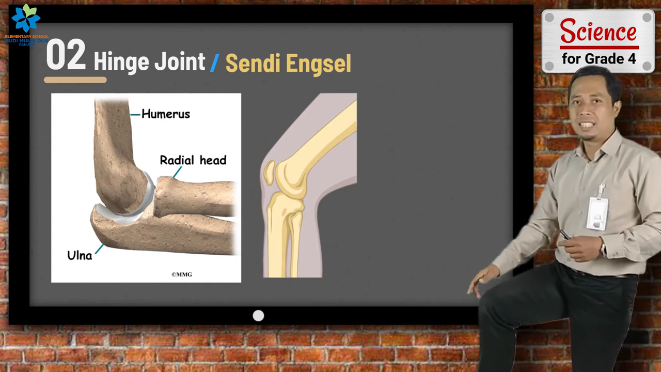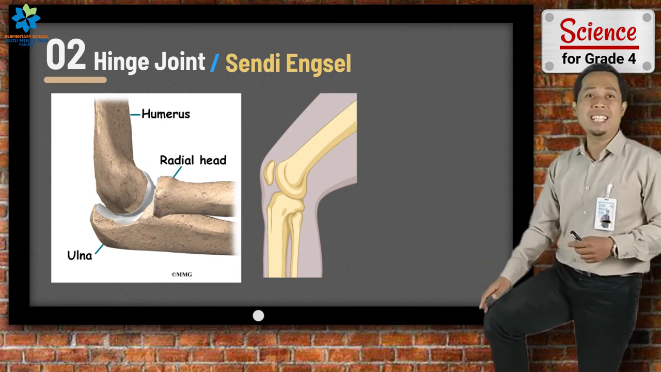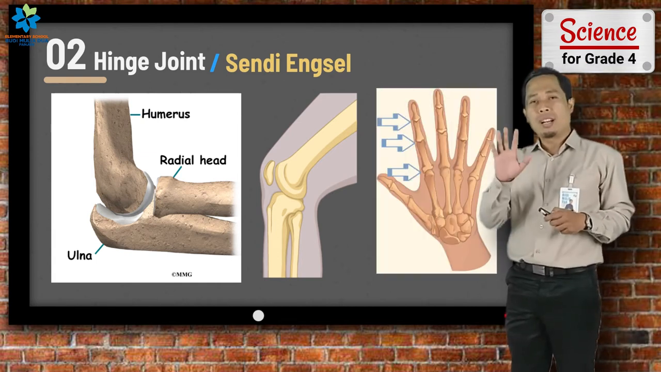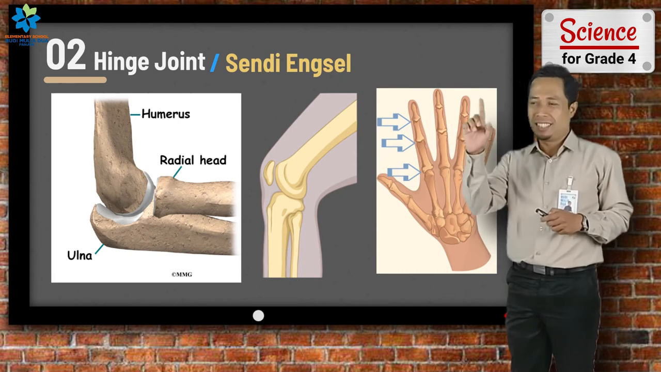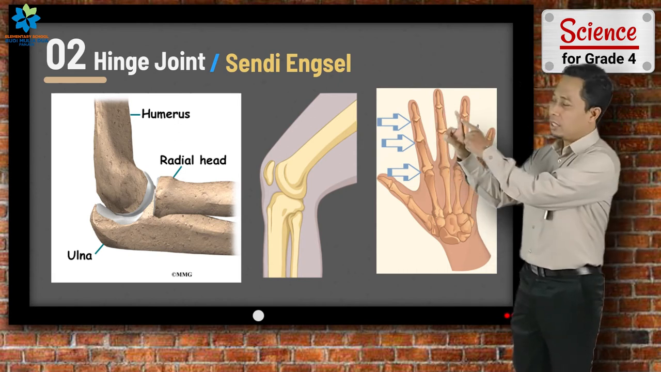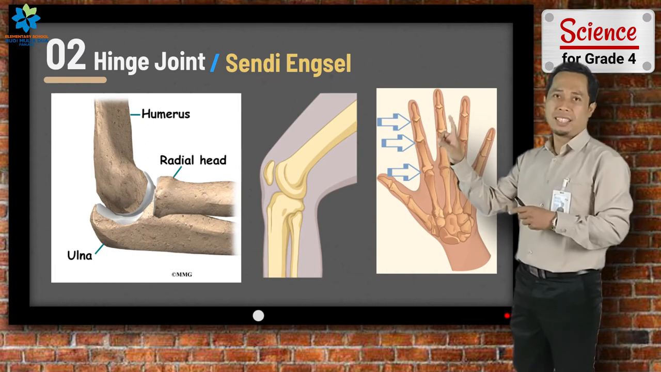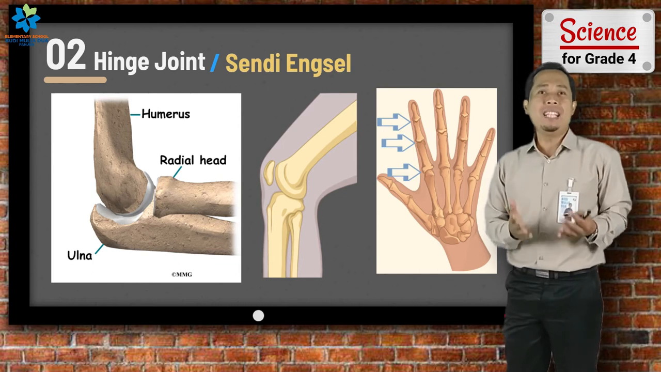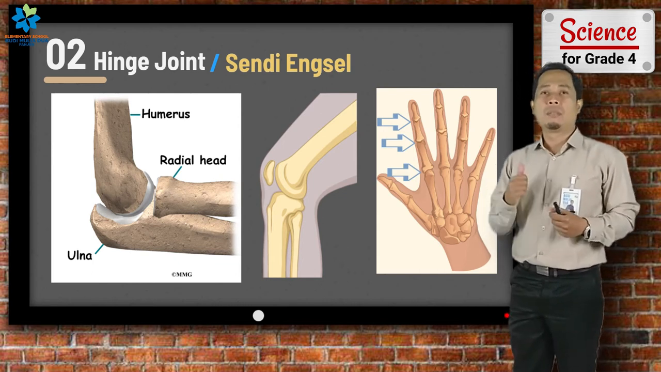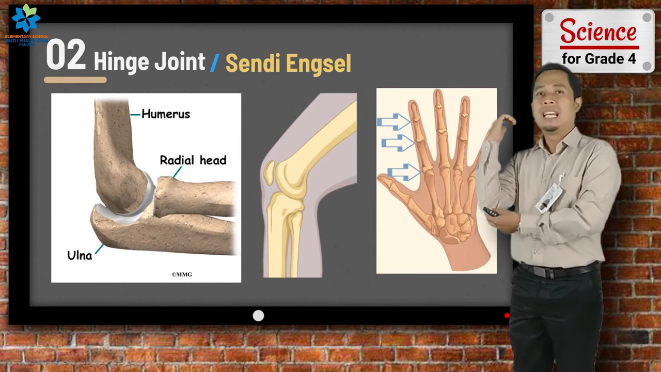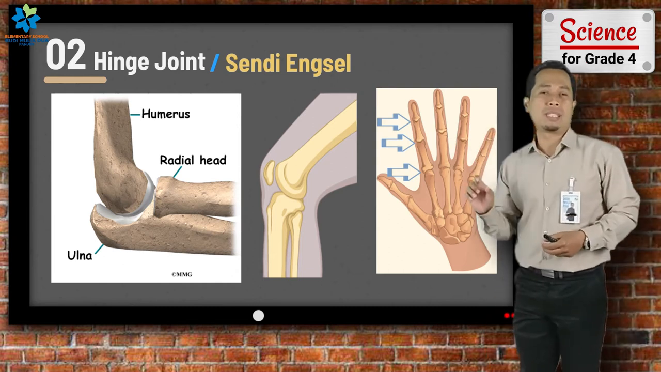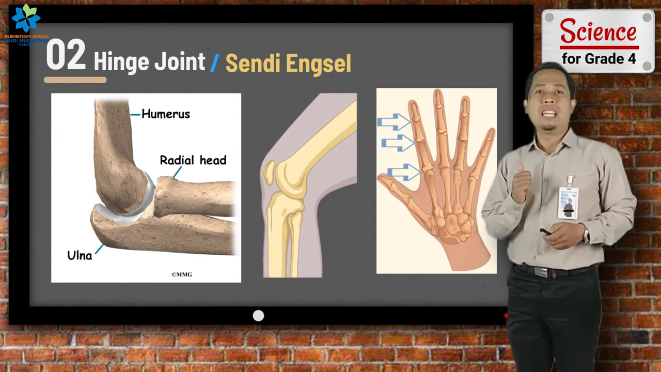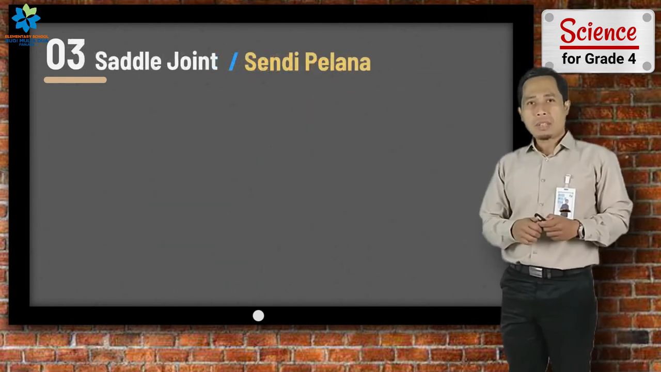This one in here, there is hinge joint or sendi engsel. You can also find hinge joint in your fingers. See, like this. Just one direction movement, right? This is the example of hinge joint. So the examples of hinge joint or sendi engsel are first in our elbow, knees and fingers. Okay, this is number two, hinge joint or sendi engsel.